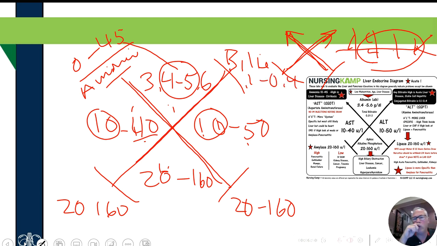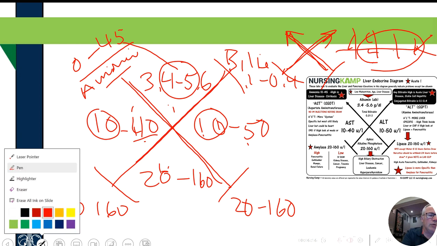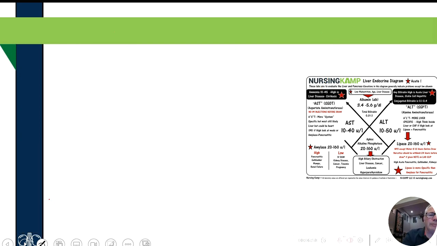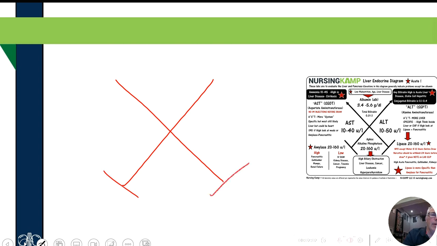Okay. All right, so that's it for the numbers. So let's talk a little bit about the actual lab values. All right. Okay, so AST. Always start with there, and then ALT over here.